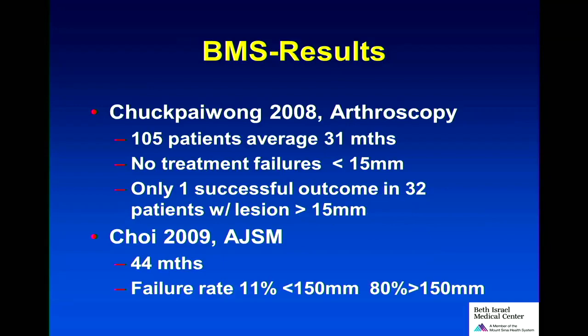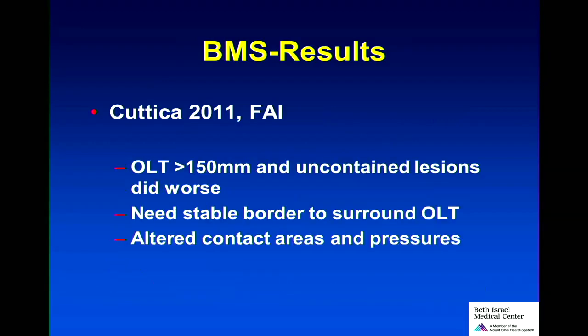But if you look at other studies, there have been some factors shown in terms of failure. Chuck Pang Wang looked at his patients and found really no treatment failures for a size under 15 millimeters in diameter, and only one successful outcome in those greater than 15 millimeters. Choi found similar results, basing a successful outcome on an AOFAS score over 80 and no additional surgery. Kudaka looked at that size level as well, 150 square millimeters in surface area, as well as contained and uncontained lesions. He found the greater size did worse, as well as the uncontained lesions.